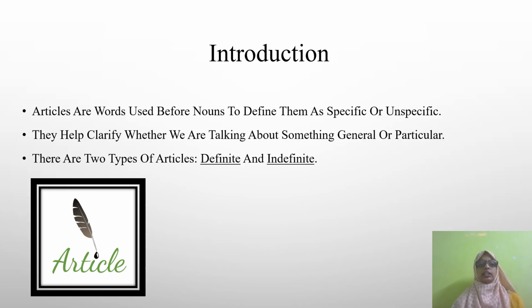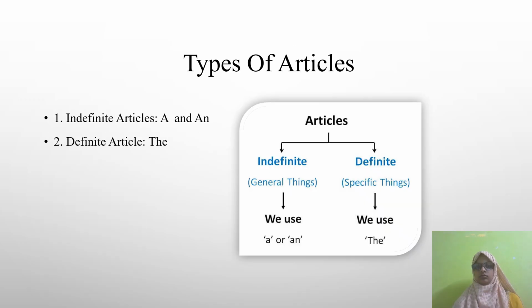First of all, articles. Articles are the words which are used before nouns to define specific or unspecific words. They help us to clarify whether we are talking about something in general or in particular. Actually, articles are three: a, an, and the, and they are of two types: definite and indefinite articles. So let us analyze the types of articles. A or an come under indefinite articles, and the comes under definite articles.